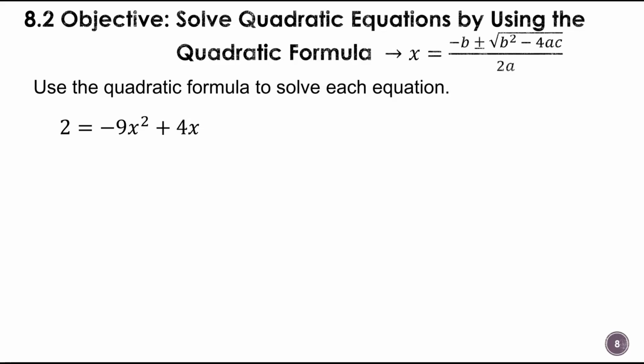Alright, this is the second video for using the quadratic formula to solve equations. And on this first example here, I want to add the 9x squared and subtract 4x, so we can set this equal to 0. Remember, it has to be in this form, standard form, before we start with the formula. Identify A, B, and C.